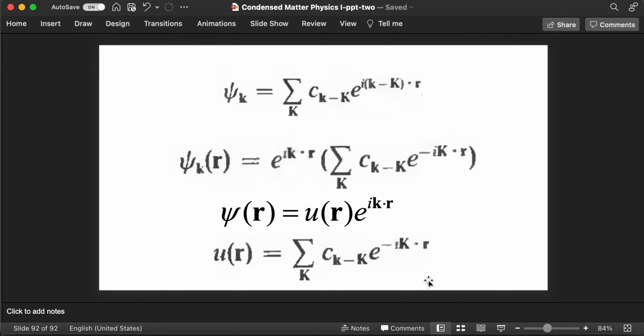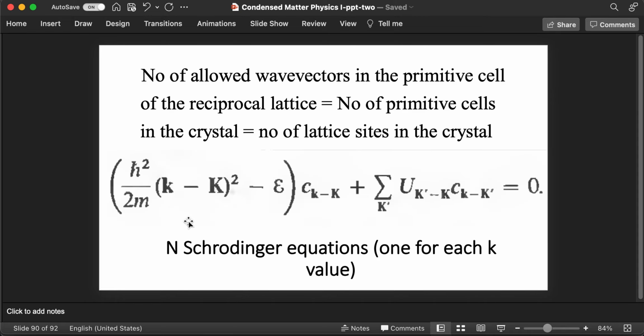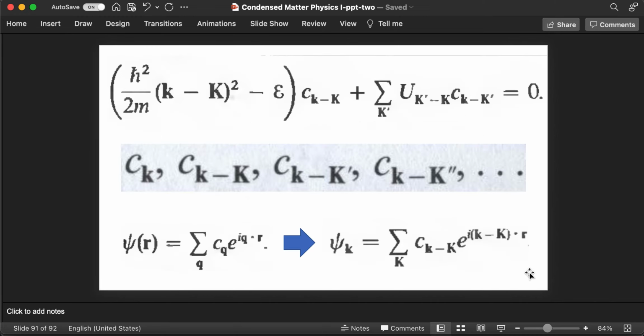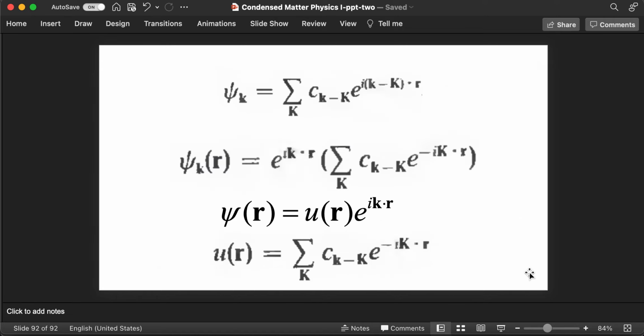So now we have a formalism where we have these nice Schrodinger equations, and we have this expression of the wave function, which is the Bloch form, another way of writing the Bloch theorem. So we have this. We are now going to apply this and see what we get in the future videos.